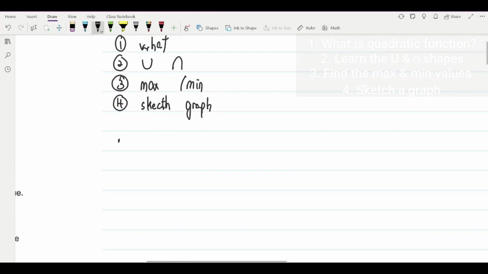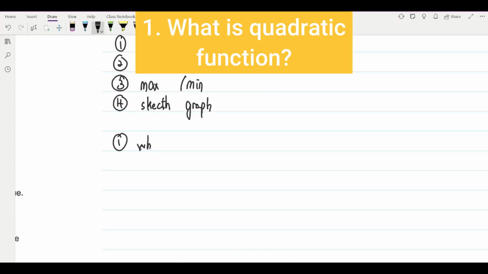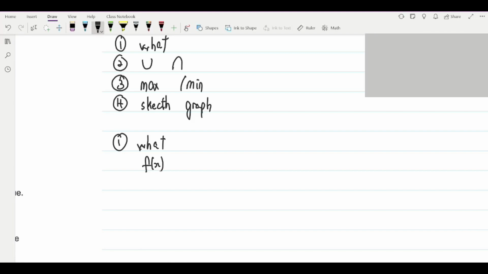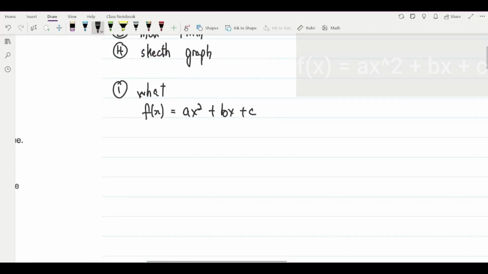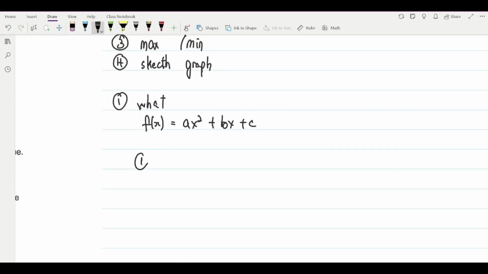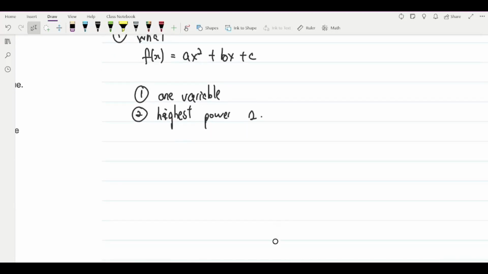So the first one, what is the quadratic function? Quadratic function can be written in f(x) equal to ax squared plus bx plus c. They have some criteria for the quadratic function. The first one is they have only one variable. The second one is they only have a highest power 2.